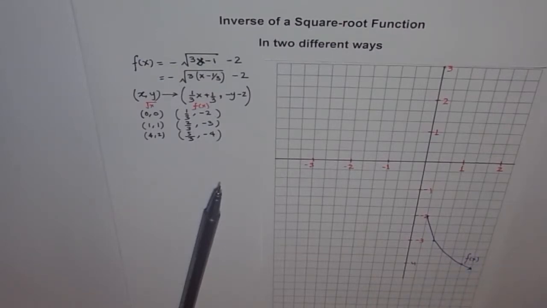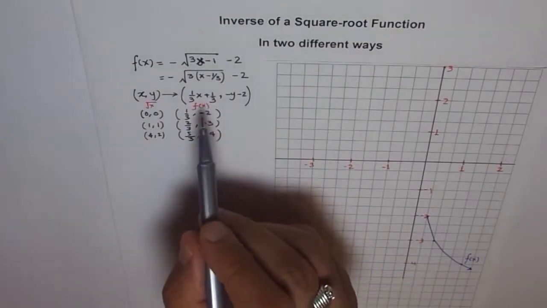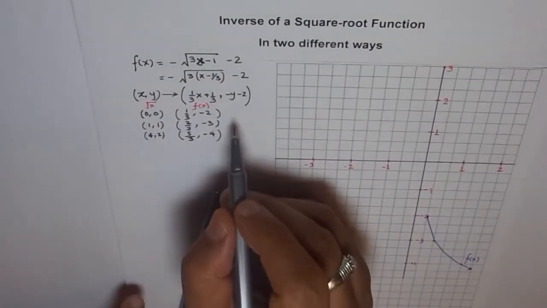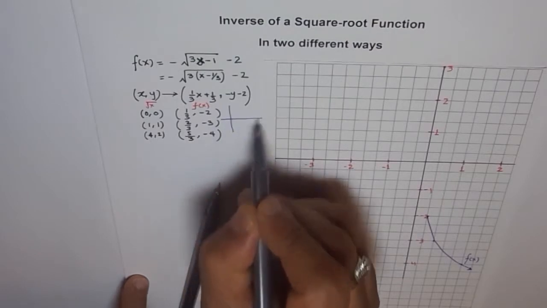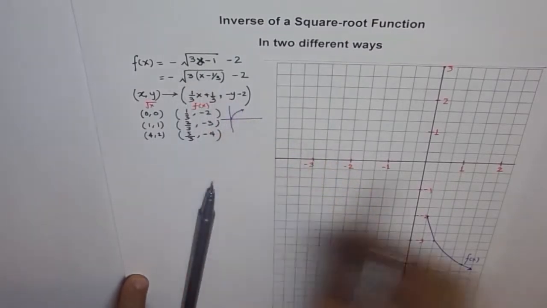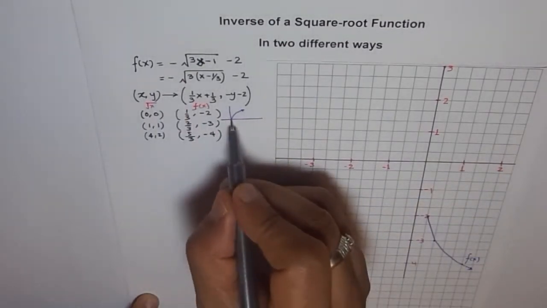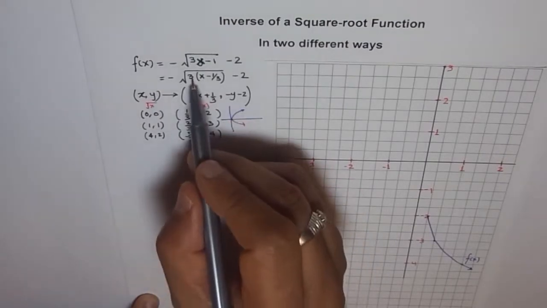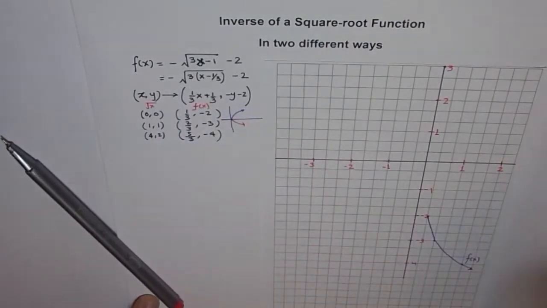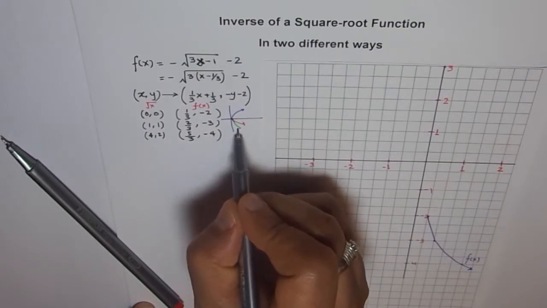Correct? It makes sense, right? As you can see from here, let me sketch this on the side. If the original function is like this, let us say, then the minus will reflect it. This will reflect it down, kind of like this. And this 3 will bring it horizontally compressed by a factor of 1/3, so it becomes kind of like this, right?